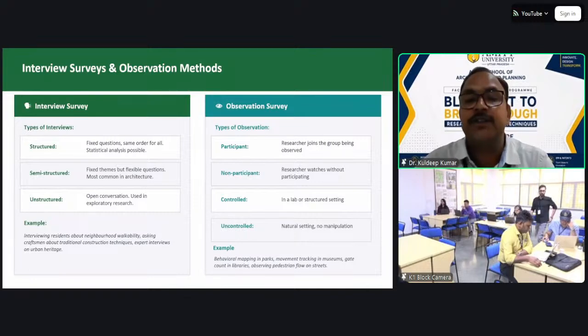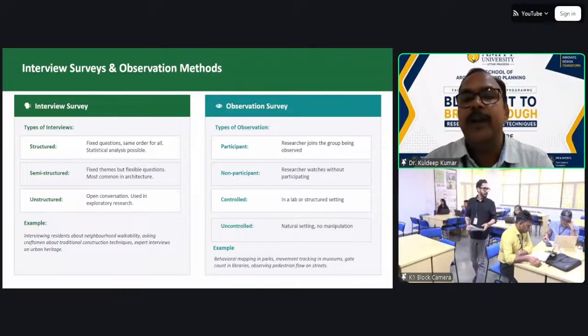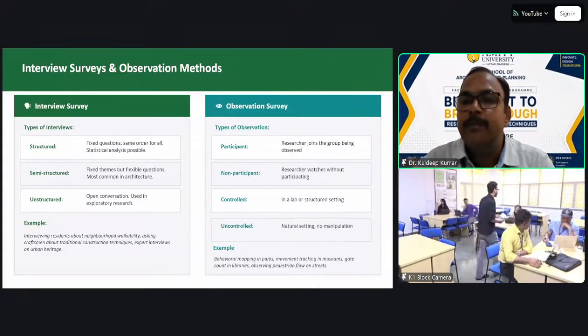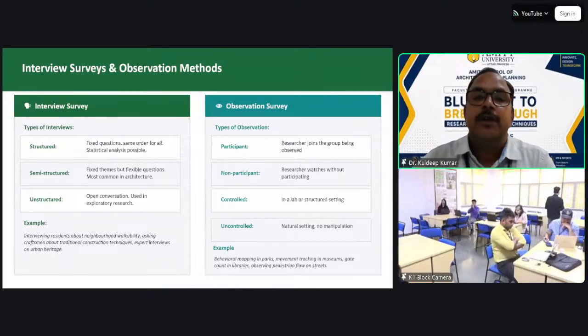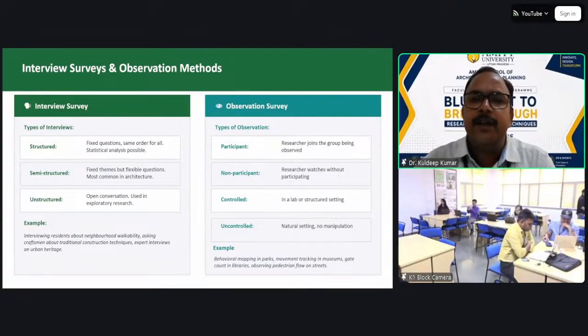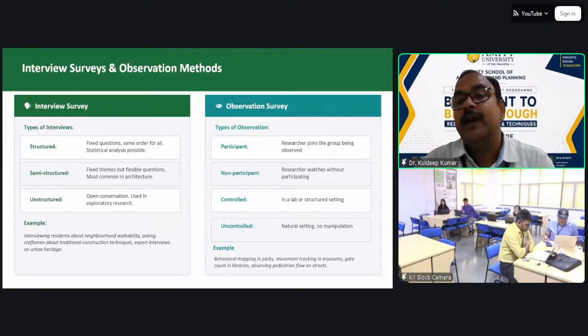And the last one is unstructured interviews. These are open-ended conversations with minimal predetermined structure. They are basically used in exploratory research, when you do not yet know what questions are most important. These types of interviews are most common in the early stage of ethnographic work. Examples of interview surveys include interviewing residents about walkability, talking to traditional craftsmen about construction techniques, conducting expert interviews, and like this.